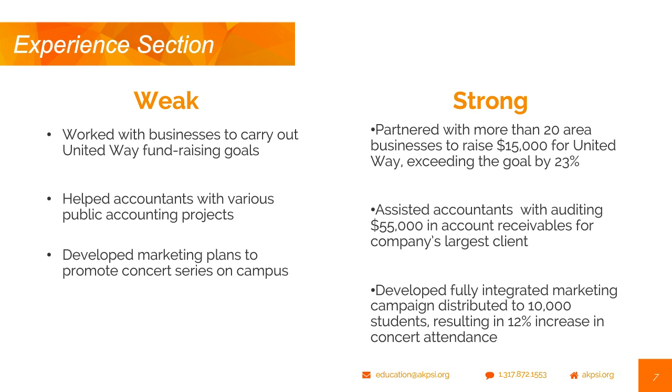The second part of it is who was the recipient of your action. So I partnered with more than 20 area businesses, or I assisted accountants with auditing. What did I do? Who did I do it with? And then the third piece, and the third piece is really critical. These are all critical, but this one is probably the biggest. So what? I partnered with more than 20 area businesses, and the so what, the result was we raised $15,000 for United Way and exceeded the goal by 23%.